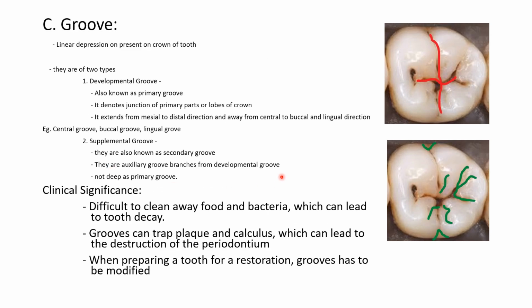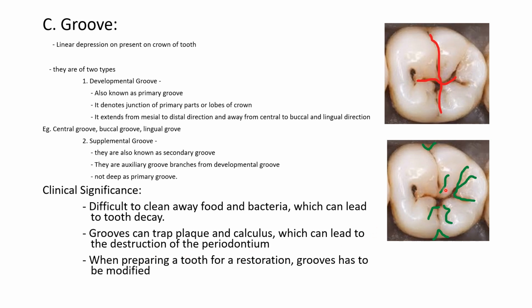So what is the clinical significance of these developmental grooves? Again, they are the depressions here, so it is difficult to clean away the food and the bacteria, which can lead to tooth decay. Grooves can trap plaque and calculus. If food gets lodged in between these areas, it becomes either plaque or calculus, which can lead to the destruction of the periodontal ligament.